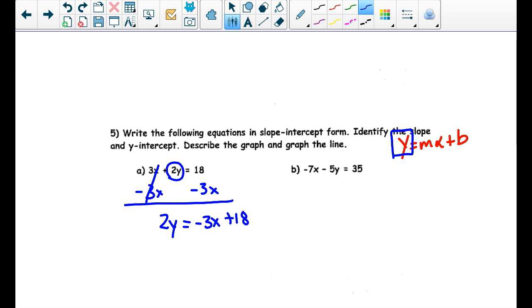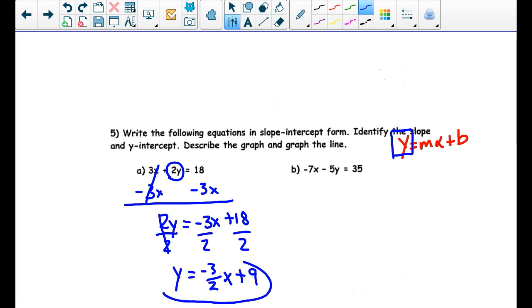And then again, to get this y by itself, how do I get rid of the 2? Divide everything, and everything gets divided. Again, I would do them each individually. Okay? Do each part individually. So 1y, negative 3 over 2, you can leave it as a fraction. 18 divided by 2, 9. So here's my slope-intercept form: y equals negative 3/2 x plus 9.